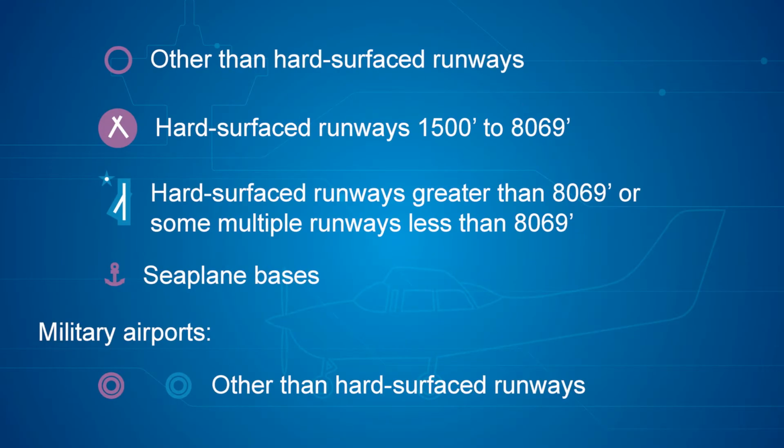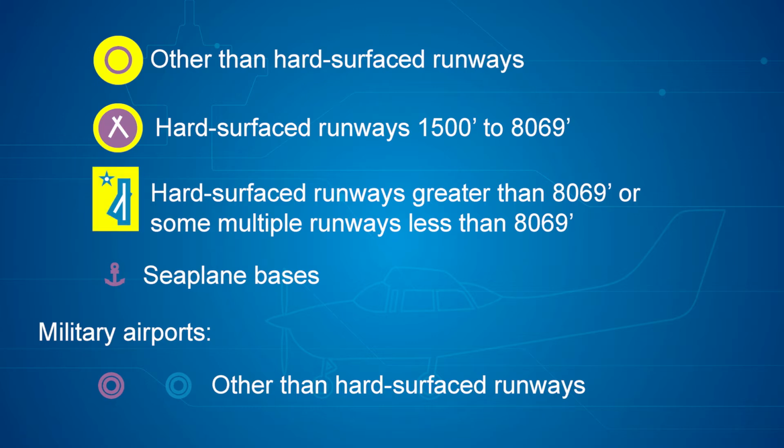Use the chart provided for you in your kit to identify some of the symbols we review. One of the most common symbols you will see scattered across the sectional chart is the airport symbol. It will appear as an open circle for other than a hard-surfaced runway, a closed circle with a line indicating the runway layout for a hard-surfaced airport. For airports with at least one runway longer than 8,069 feet, the symbol will appear as a line drawing of the airport layout.